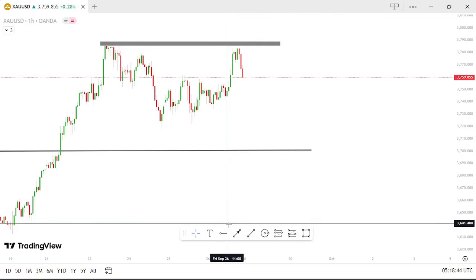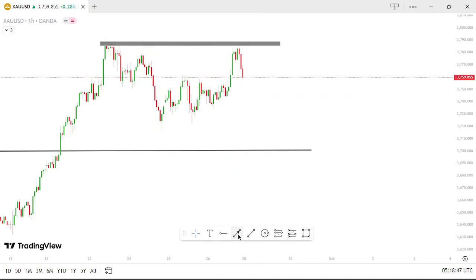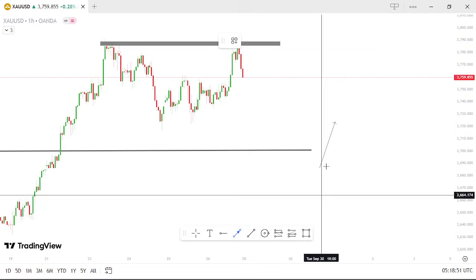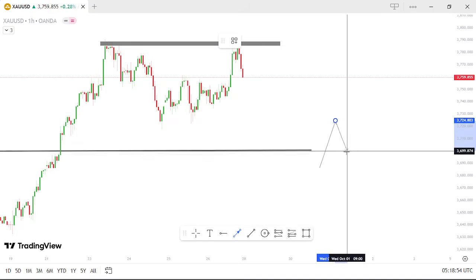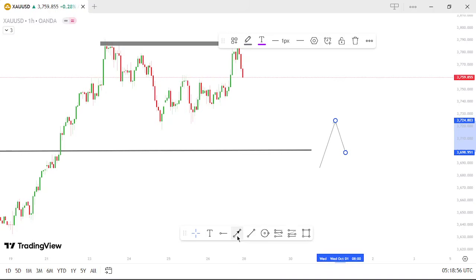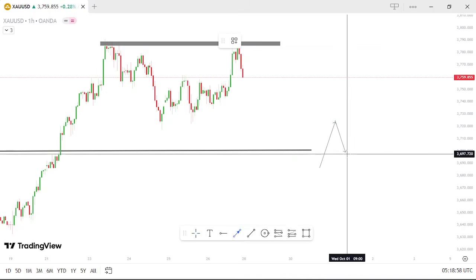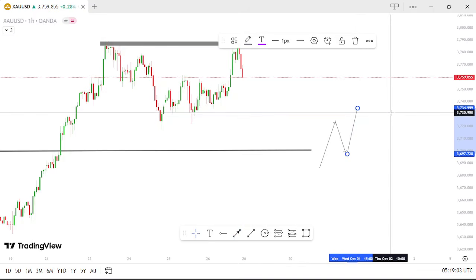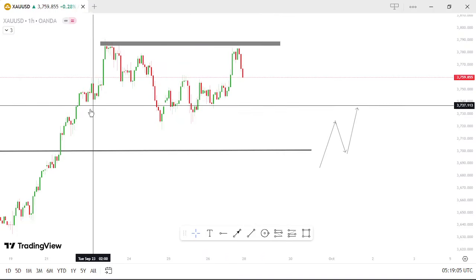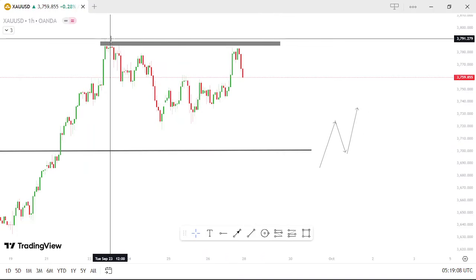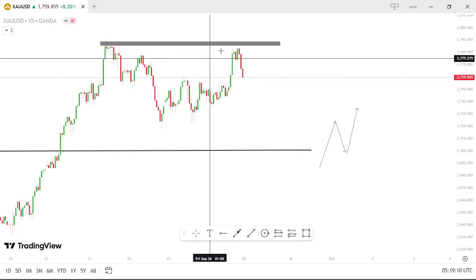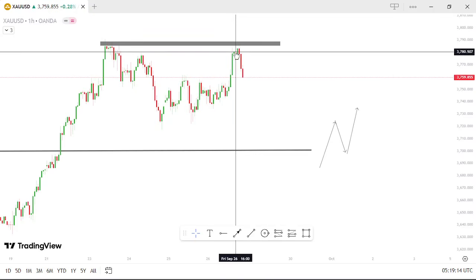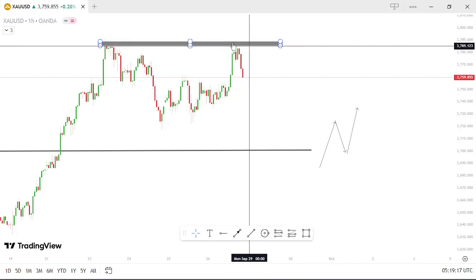Because in an uptrend, what do you see in an uptrend? You see price make a high, make a higher low, right? Make a higher high. This is exactly how an uptrend works: higher lows and higher highs and higher lows and higher highs. So what we see here is a high, we have a higher low, but we don't have a higher high. So there's no sign that price is ready to keep pushing up.